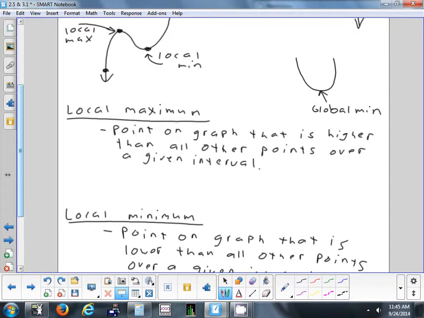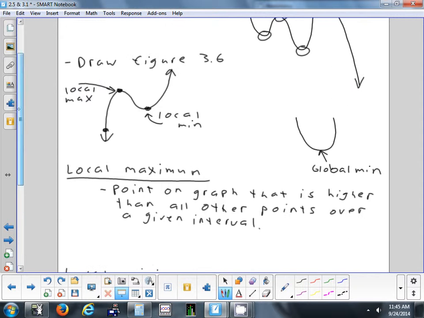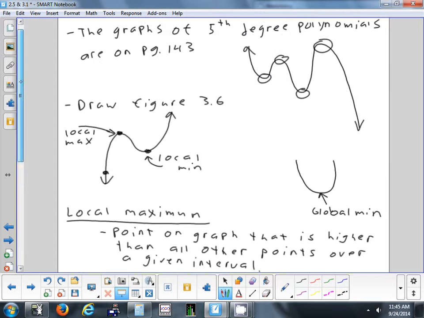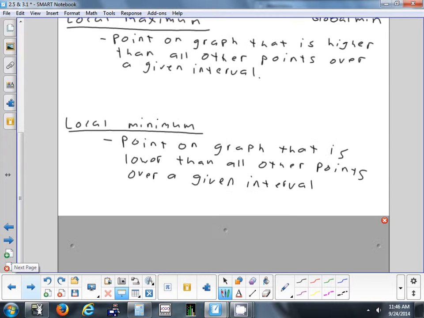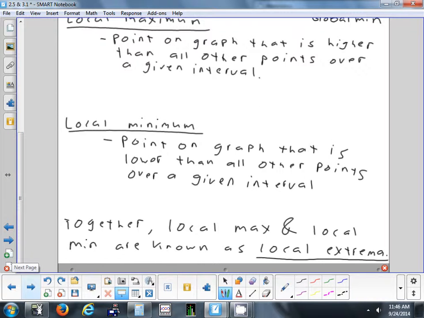Parabolas don't have local min and max. To have local min and max, you've got to have some turning taking place in the function. This would be a local min. This would be a local max. This would be a local min. And this would be a local max. Higher or lower than other things around it. But certainly, this local min isn't the lowest it ever goes. And together, your local max and local min are called local extrema.